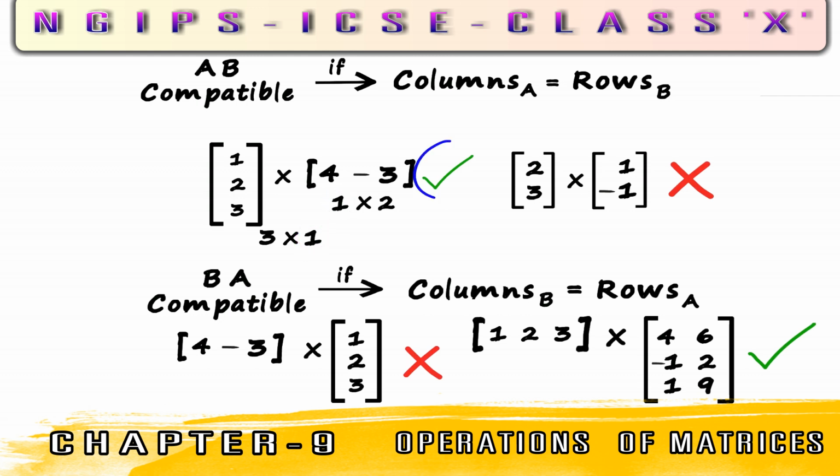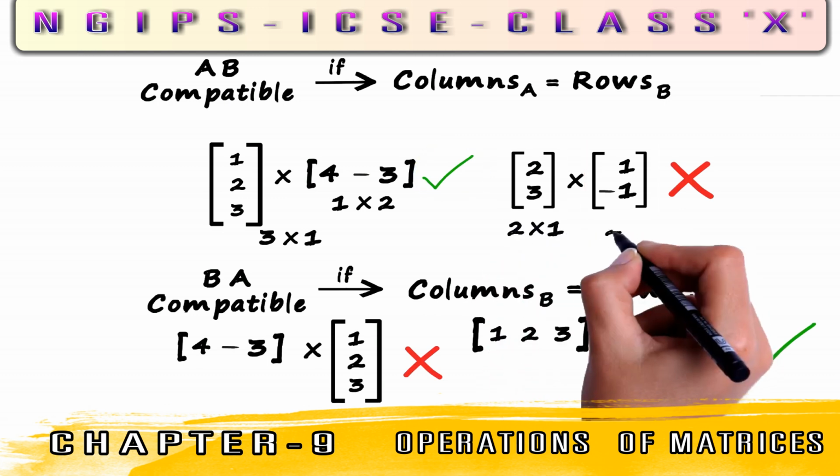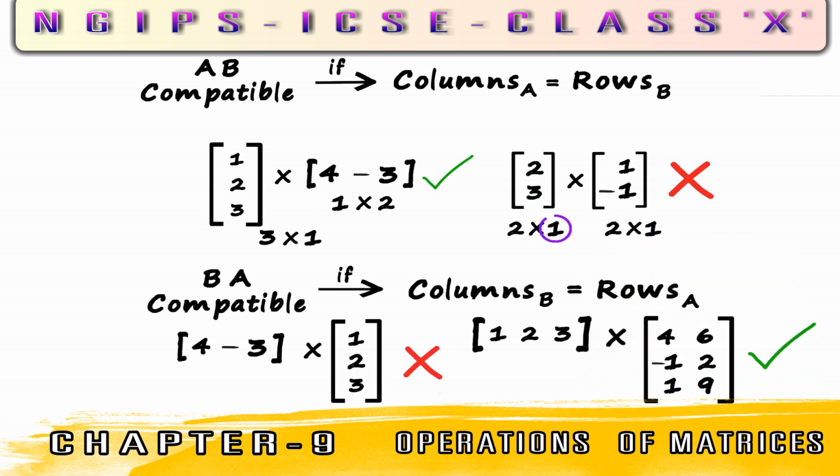The order of this matrix is 2 by 1 and that of this one is also 2 by 1. Here 1 is not equal to 2. Multiplication is not possible. In the third example, 2 is not equal to 3. Hence multiplication is not possible. And in the fourth example, 3 is equal to 3, hence the multiplication is possible.